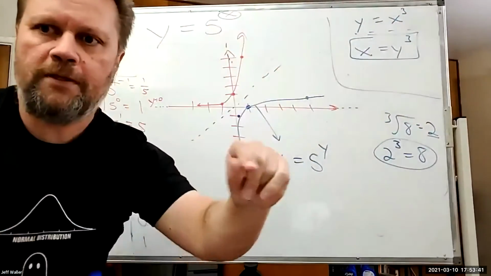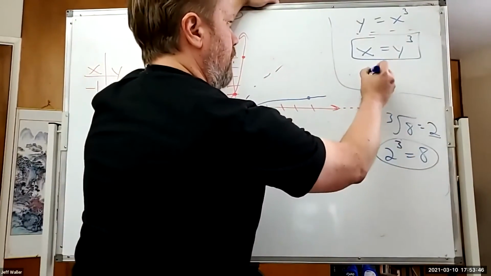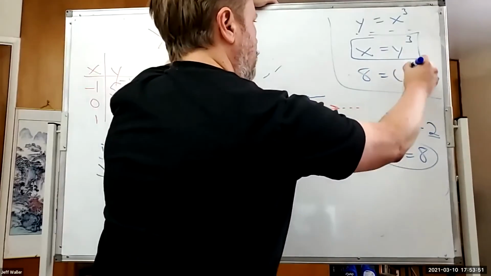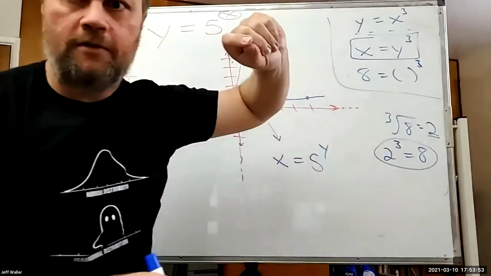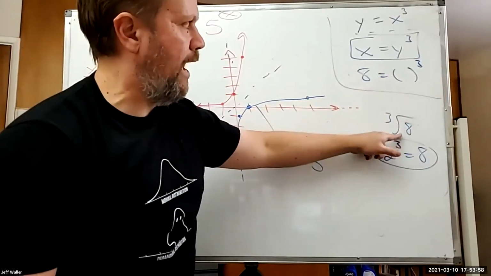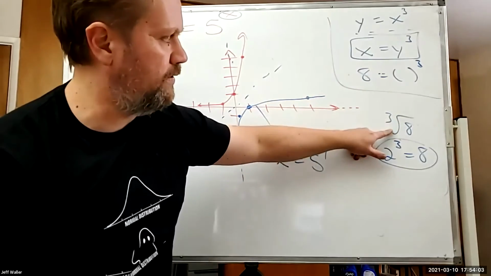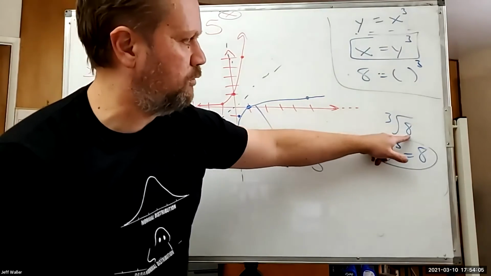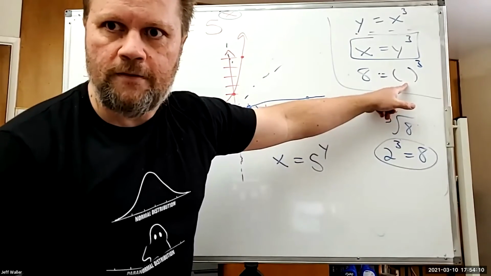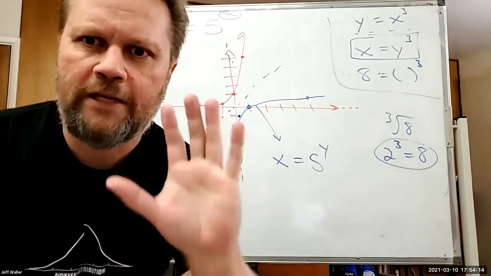So this is showing why the answer is 2, but it's written like this. I really want you guys with me. So how would I write it without using the cube root symbol? 8 is what cubed? Doesn't this and this ask the same question? What does it take 3 of to multiply to be 8? Isn't that the same question this asks? Does everybody get what I just said?